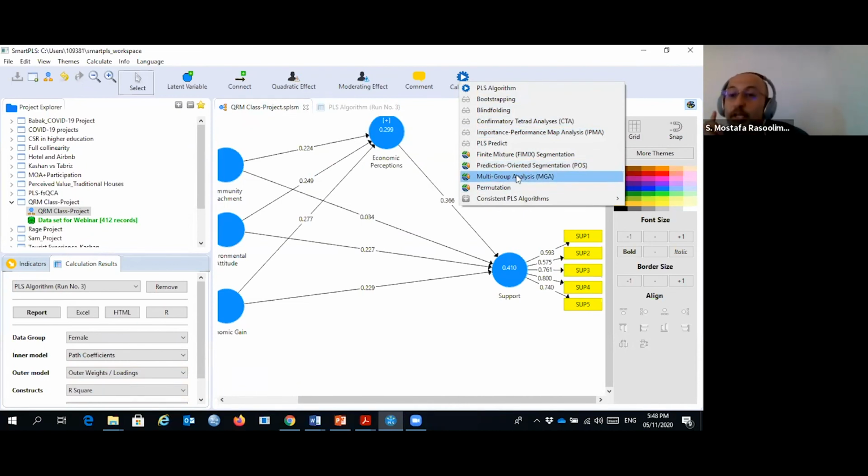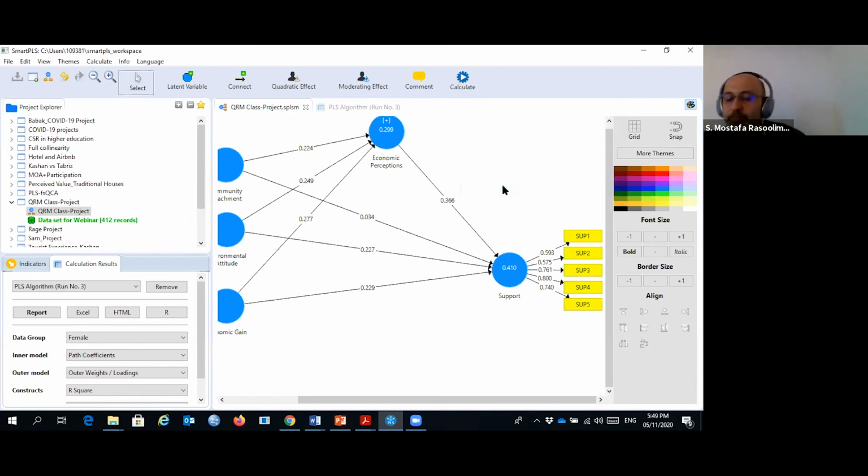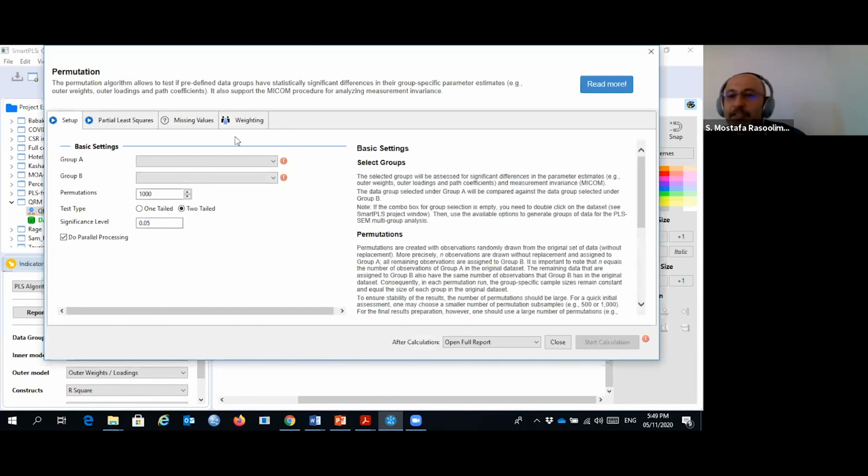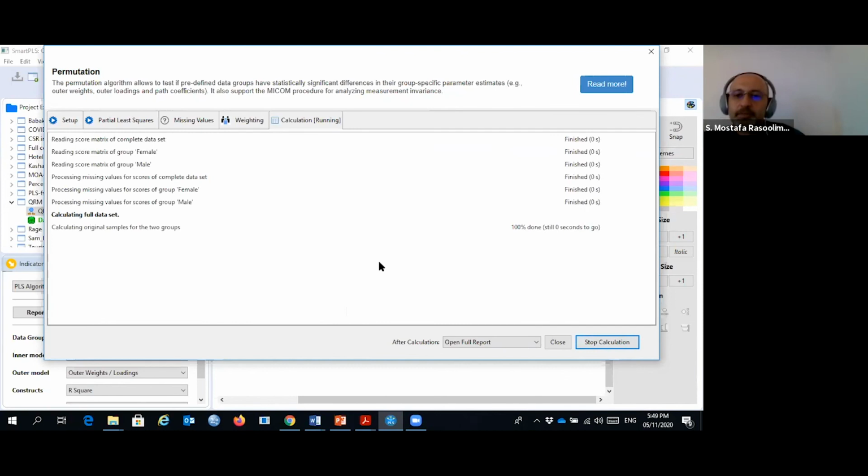But before multi-group analysis, we have to check measurement invariance. Measurement invariance is not part of multi-group analysis. You have to run permutation. So before MGA, you have to run permutation. So click on permutation. For permutation, you want to compare two groups for the measurement model. So the two groups are male and female.